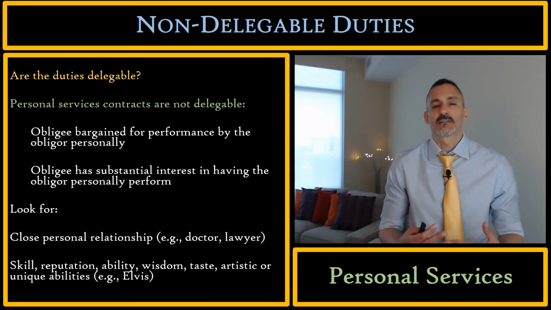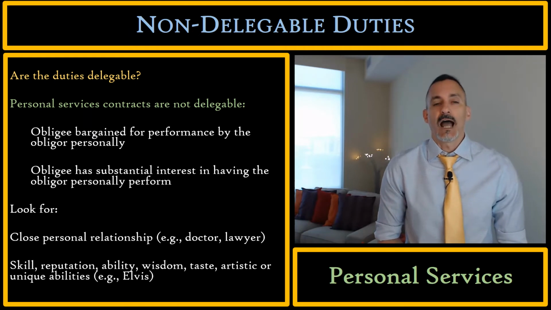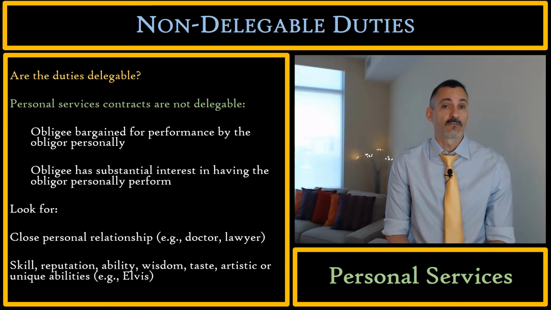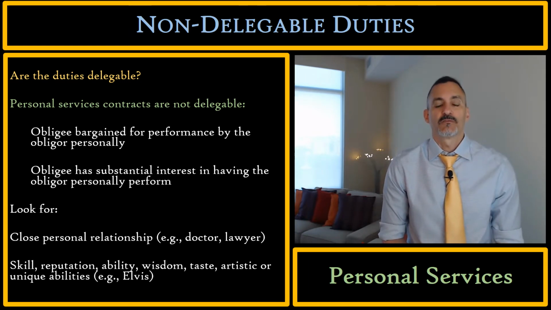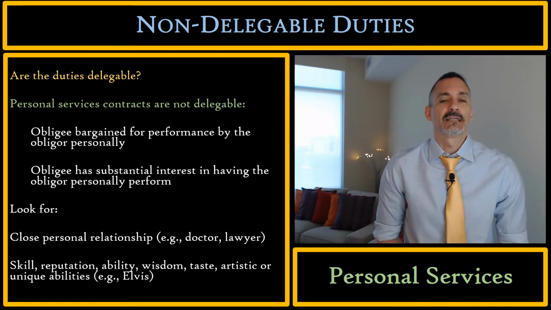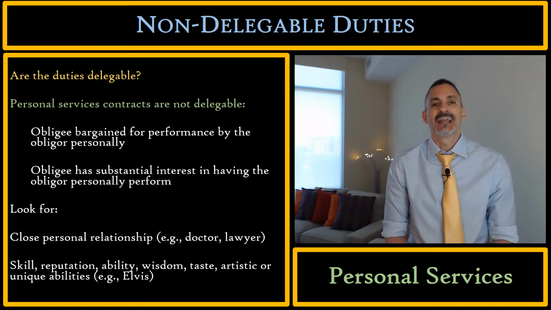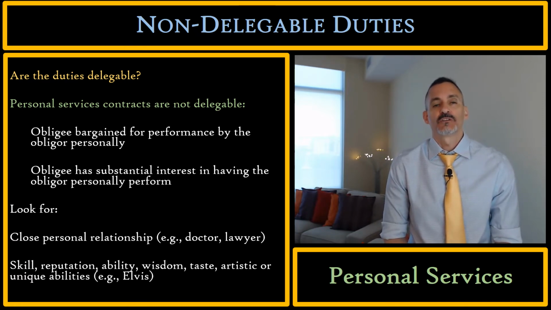First, let's look at the rule, the test that you might want to use if you're trying to determine whether the obligor is performing personal services under this contract. If the obligee, the other party, bargained for personal service from the obligor, then the obligor is performing personal services. Or if the obligee has a substantial interest in having the obligor personally perform those services, then it is a contract for personal services.